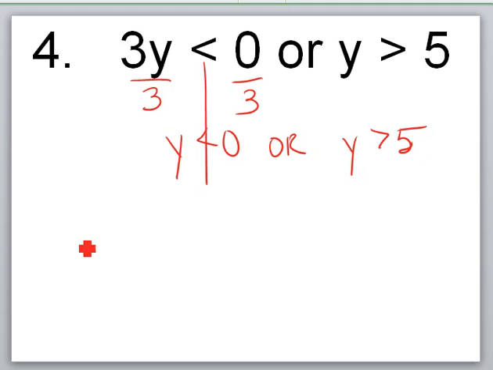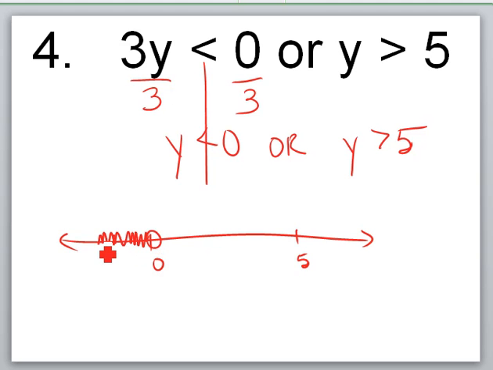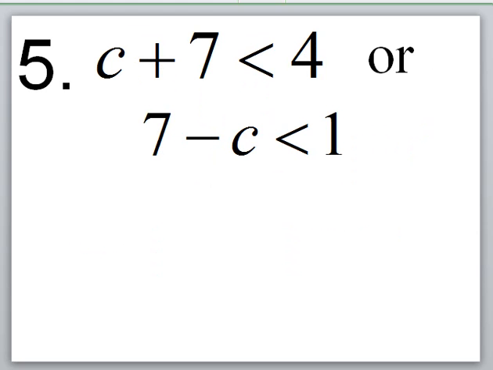That one was already solved for. So that's just fit one or the other. So I'm going to use an open dot on 0. It says y is less than 0, so I will shade to the left. Or y is greater than 5, so I'm going to shade to the right. Typical looking or statement.